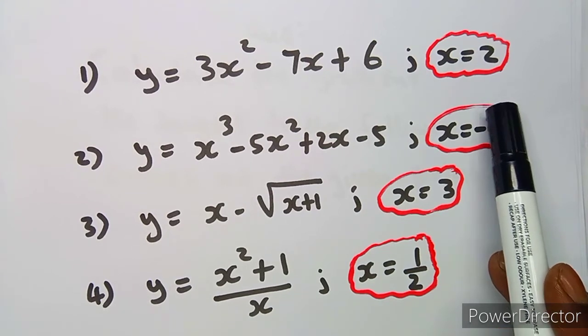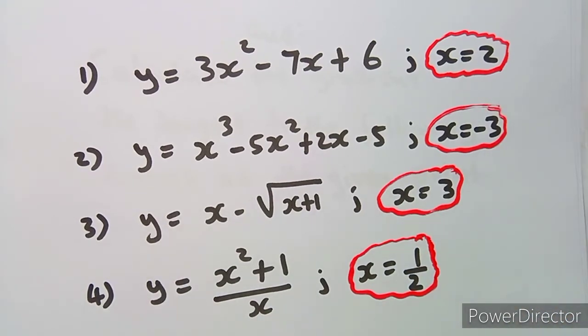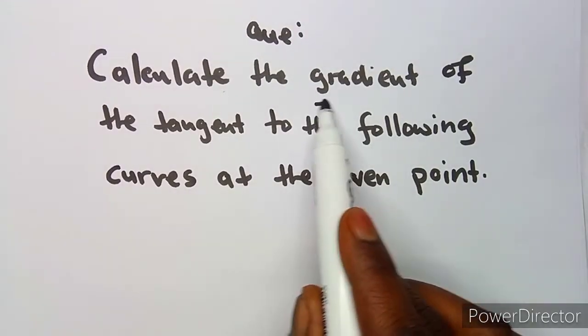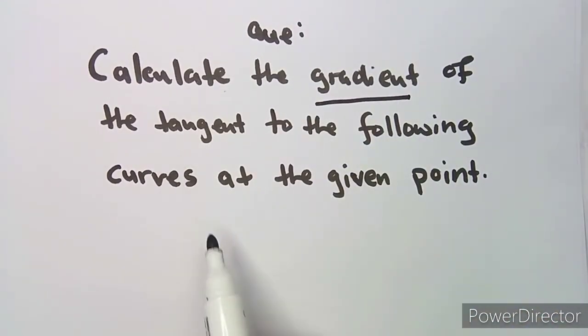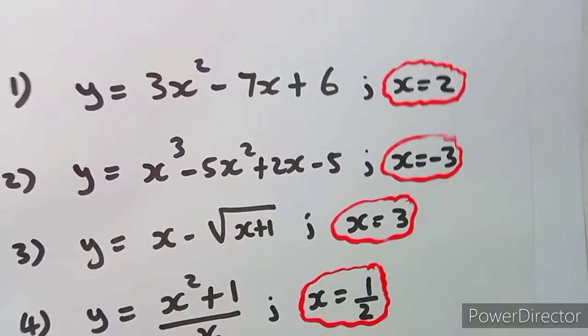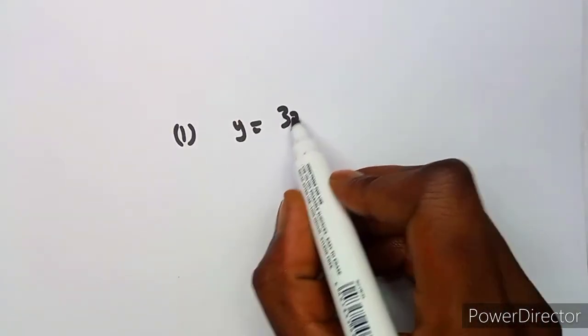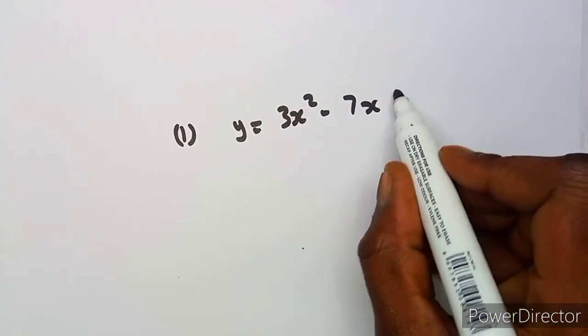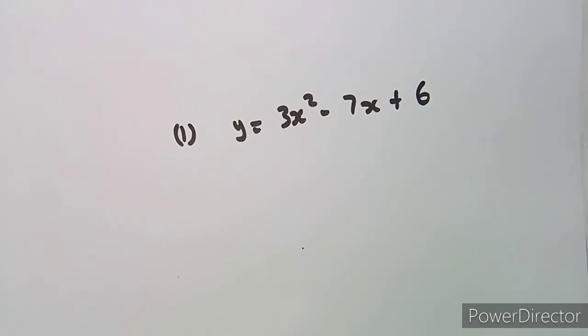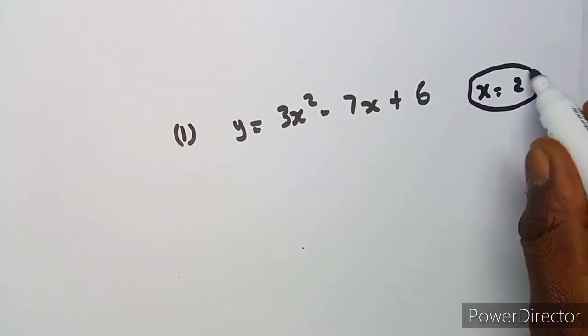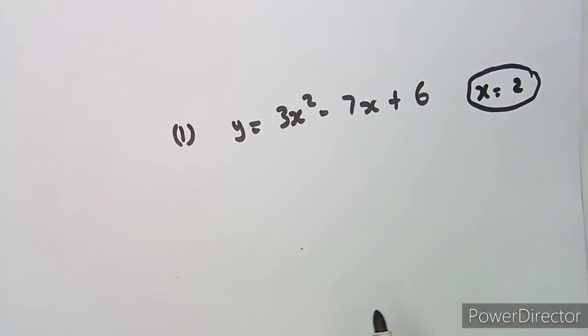For you to calculate the gradient, as I was explaining, the gradient that we are being asked here represents dy dx at that given point. So let's take the first question. Y is equal to 3x squared minus 7x plus 6. It's a quadratic function. At the point where x is equal to 2, this is where we want to calculate the gradient of the tangent.